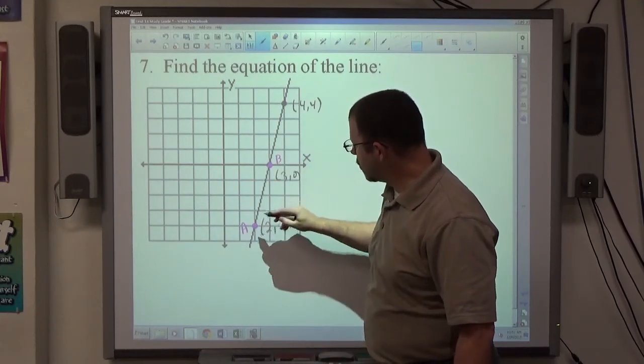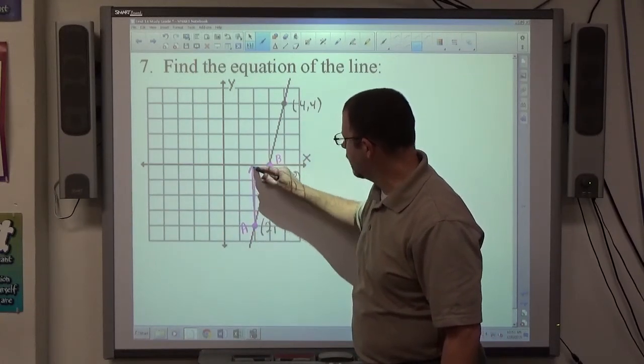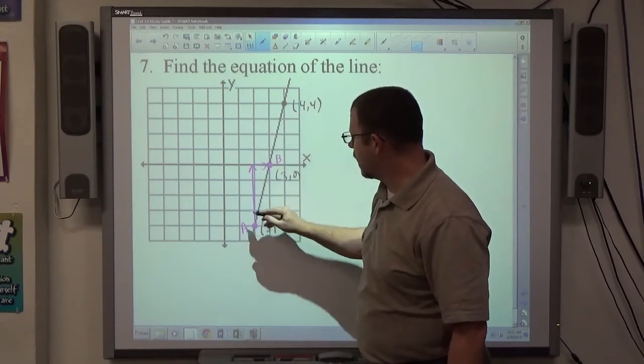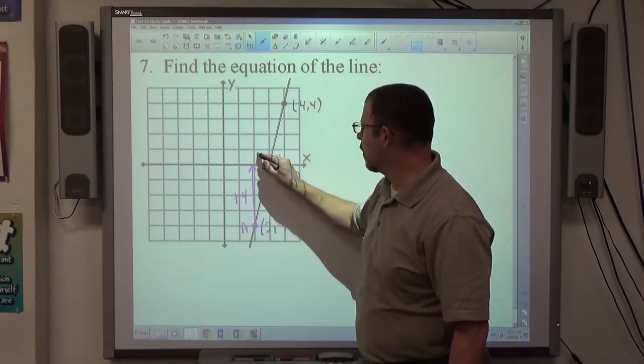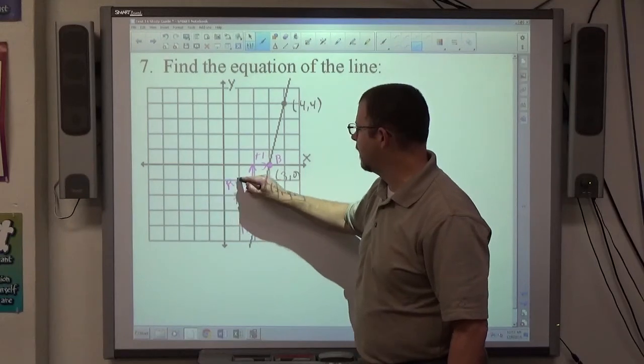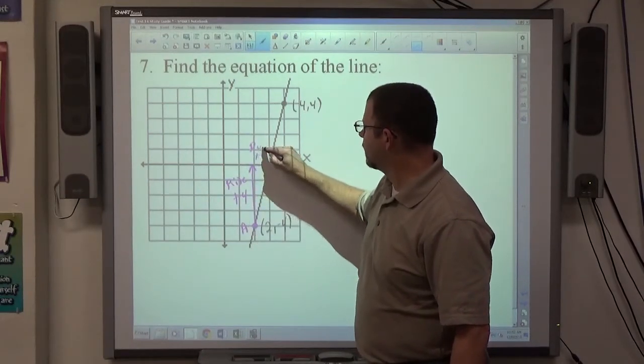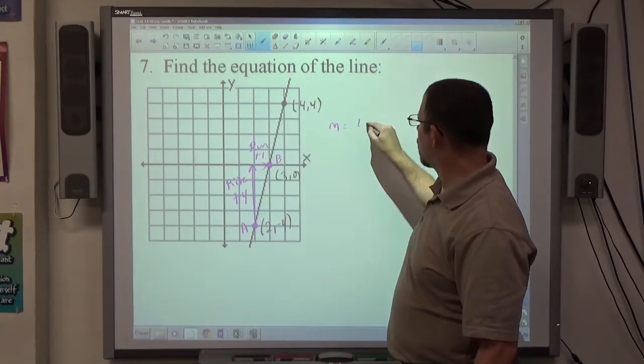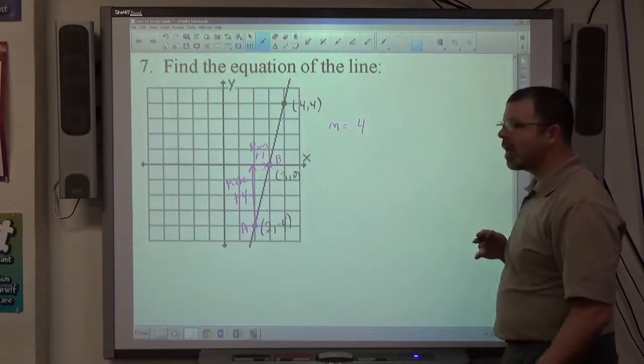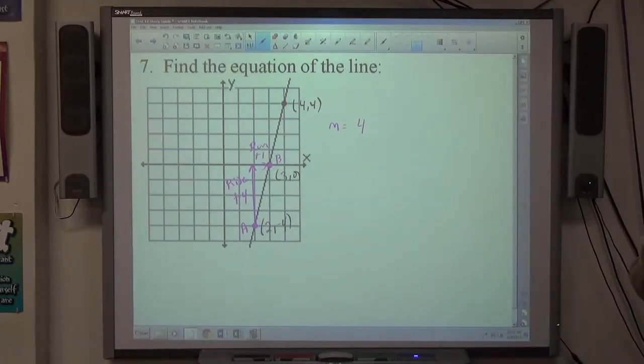When I find slopes, how far it is vertically and then horizontally to get to the other point, I'm going up 4 spaces, I'm going right 1 space. The rise over the run. So the slope is equal to 4 over 1. Write 4, not 4 over 1. If slope is not a fraction, let it be a whole number.